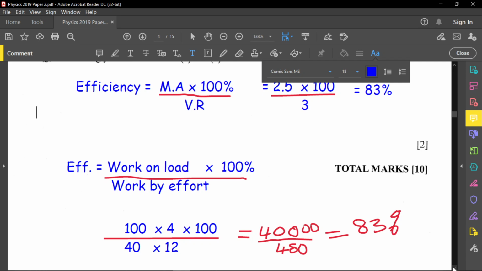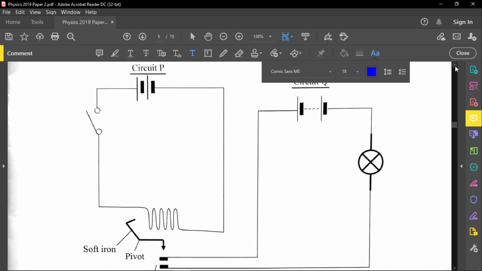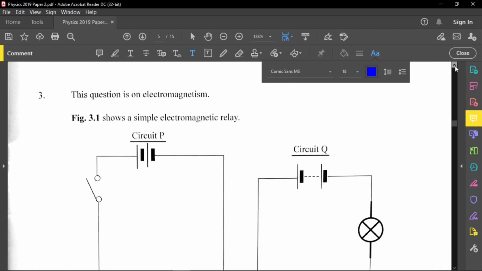Let's go to the next question here. Our next part of the question. No, this question finished. Wow, this is number 3. All right, we are on a roll today.